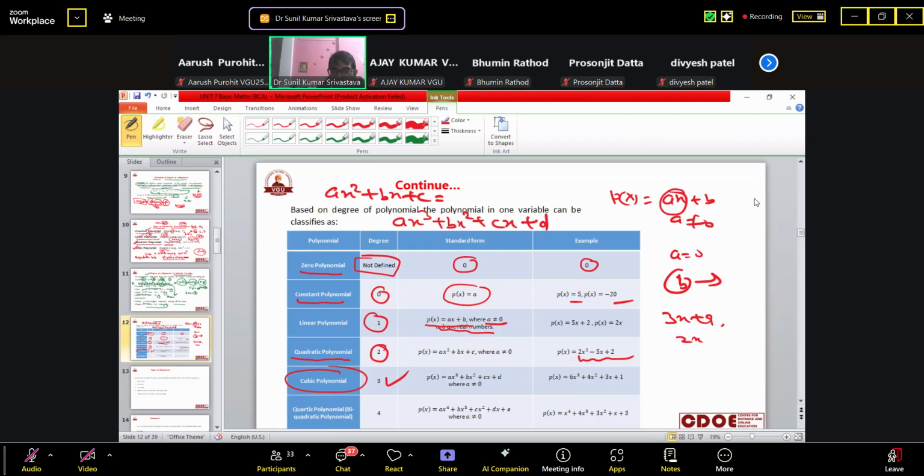In the same sequence, the biquadratic is ax⁴ + bx³ + cx² + dx + e. This is the general form of the biquadratic polynomial. So a biquadratic polynomial has degree 4, a cubic polynomial has degree 3, a quadratic polynomial has degree 2, a linear polynomial has degree 1, and a constant polynomial has degree 0. And the zero polynomial has degree not defined. That's clear. Okay.